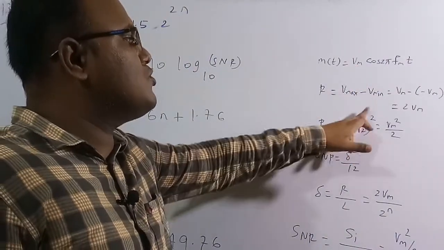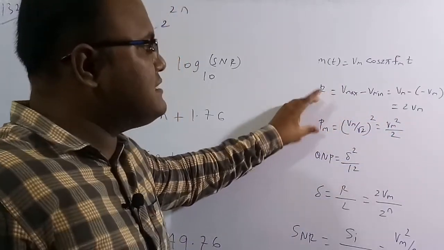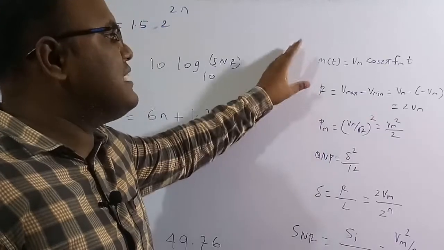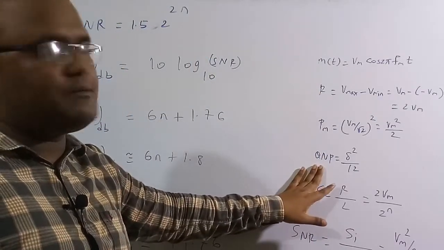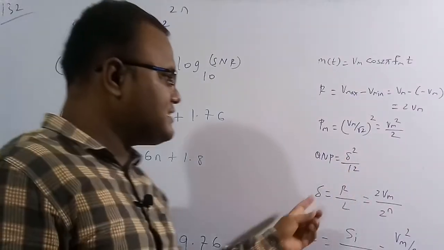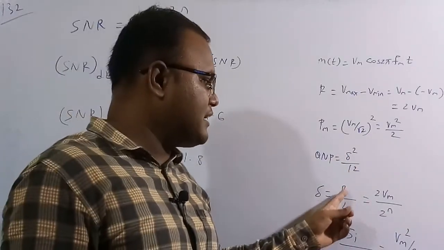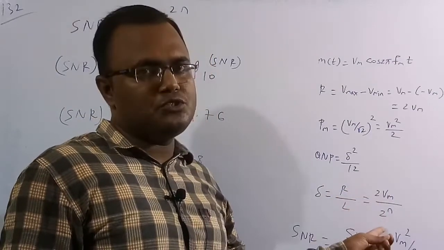RMS is Vm by root 2 whole square, which is Vm square by 2. This is the signal power, the amount of power present in the signal m of t. And the quantization noise power, just now proved in the previous example, is delta square by 12. Delta, the step size, is equal to the range R by L, and R we have known just now is 2 Vm, with L equal to 2 to the power of n.